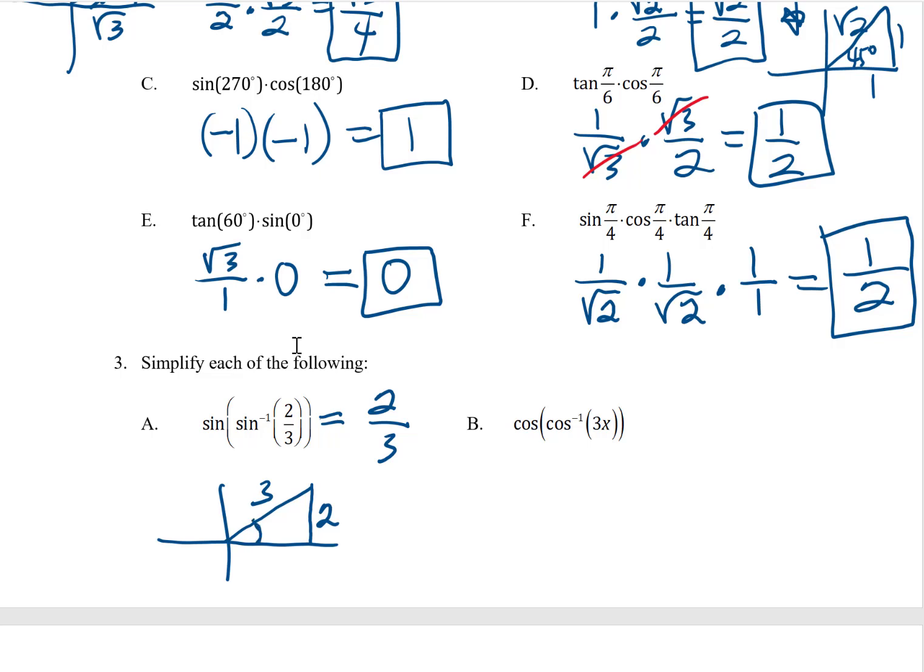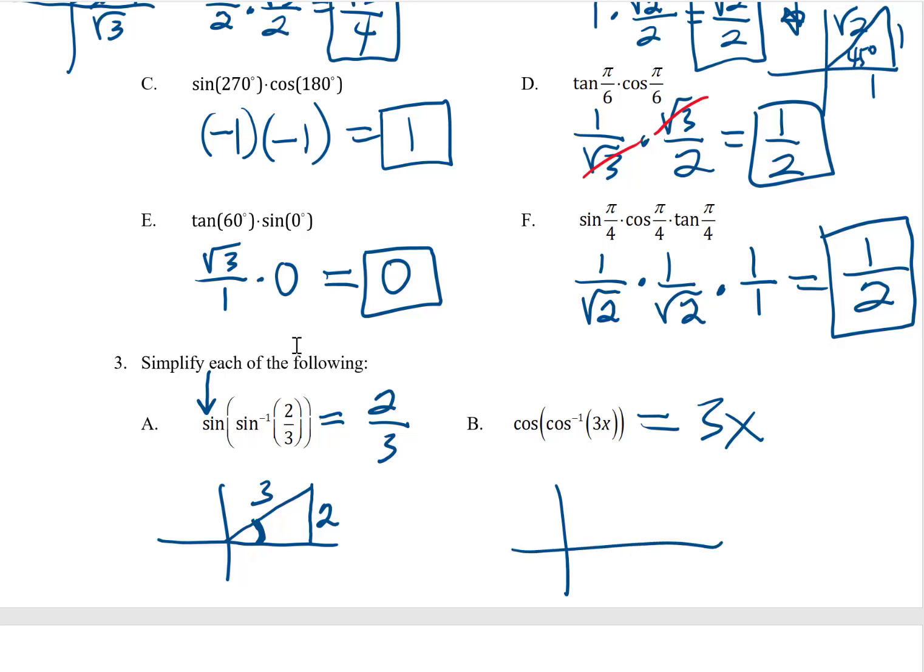Here's the angle in question. Now, I have no idea what this angle is. This is not a special triangle. I'm just being asked to find the sine ratio for that angle, which is obviously 2/3. It's the same thing in part B. 3x is a ratio. You can think of it as 3x over 1. I'm being asked, find the cosine ratio for the angle whose cosine ratio is 3x. Well, that's going to be just 3x.